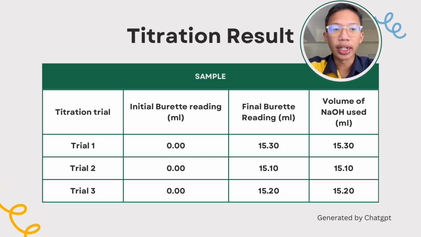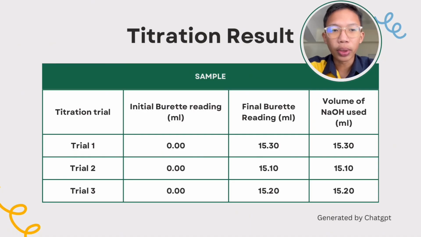In trial 2, again starting at 0.00 ml, the final reading was 15.10 ml. So the volume of NaOH used was 15.10 ml. And lastly, for trial 3, the initial reading was 0.00 ml and the final reading was 15.20 ml, giving us a volume used of 15.20 ml. These results are quite consistent, showing only slight variations, which indicates good precision in our titration technique.